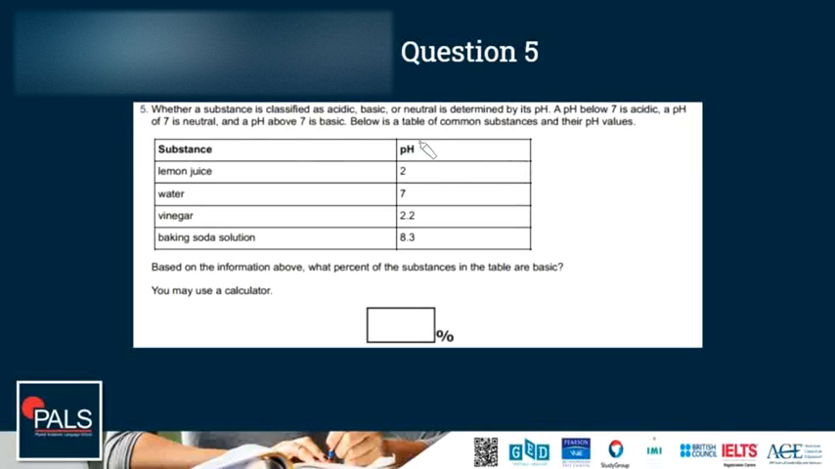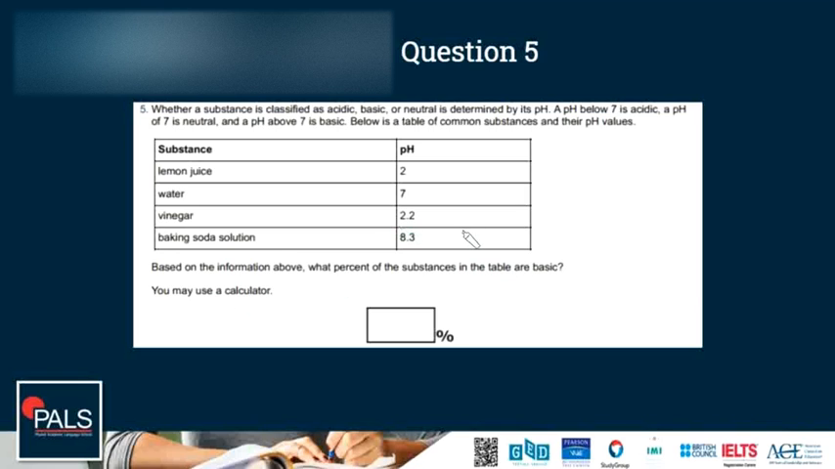Whether a substance is classified as acidic, basic, or neutral is determined by its pH. A pH below 7 is acidic, a pH of 7 is neutral, and a pH above 7 is basic. Below is a table of common substances and their pH values. Lemon juice 2, water 7, vinegar 2.2, baking soda 8.3. Based on the information above, what percent of the substances in the table are basic? You may use a calculator.